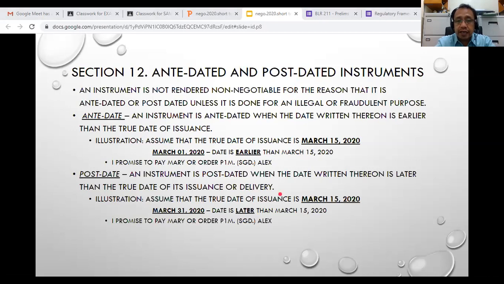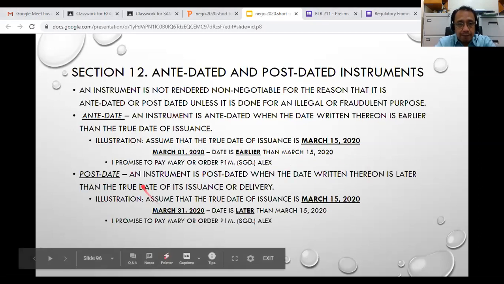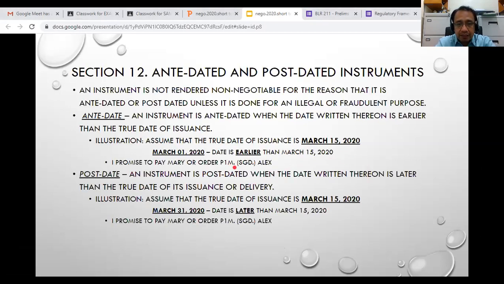Going on further, like I said, I just want to stress to you that with antedating or postdating of an instrument, you consider not the maturity date. Rather, you consider the date of the issuance. What do I mean by that? Take for example, let's go back to that. I promise to pay Mary or order 1 million pesos on, let's put a due date there, on December 1, 2020. But the date that I placed on the instrument is today, October 1, 2020.